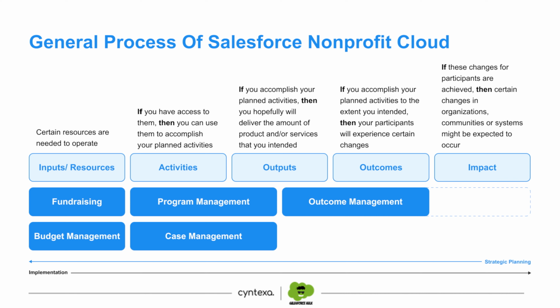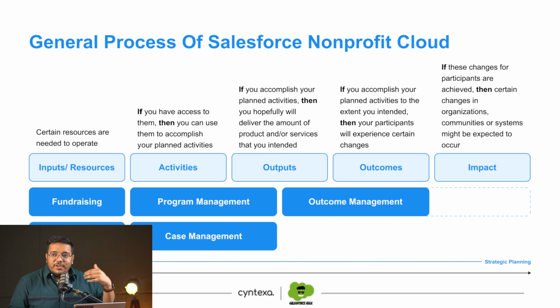So these three could be our programs. Like I was talking about the program, these three could be our programs, and then we can define our activities in that, and then we can provide input and resources. Input and resources would be the hours that we are putting in, the resources that we are providing. So we can do all of that. So in outcome management, we can define each of these things and actually track as well.